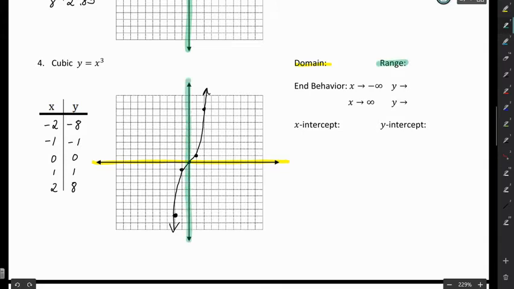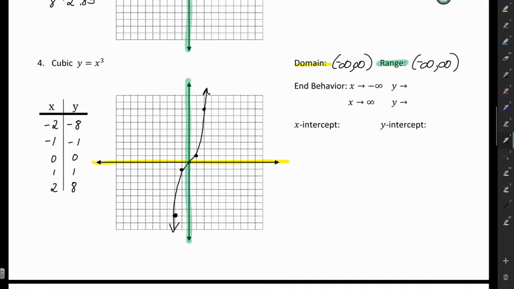All right, so the domain is all the valid x values, and it looks like everybody's going to be included. So for the domain, it's all real numbers. And it looks like for the range, we're also including all the y values. So all real numbers.